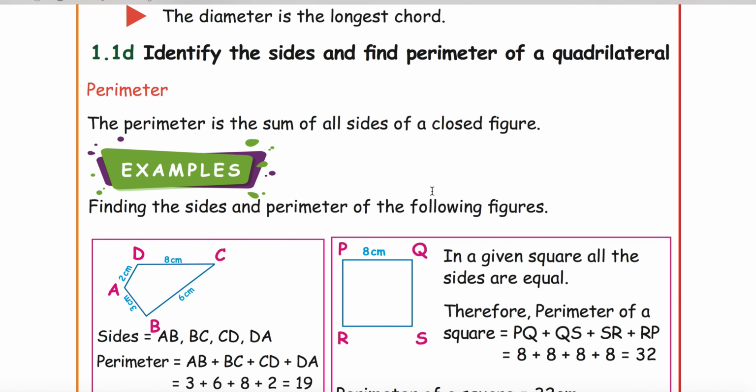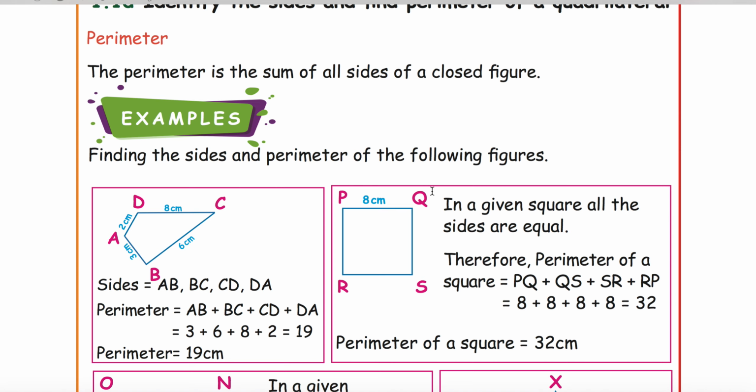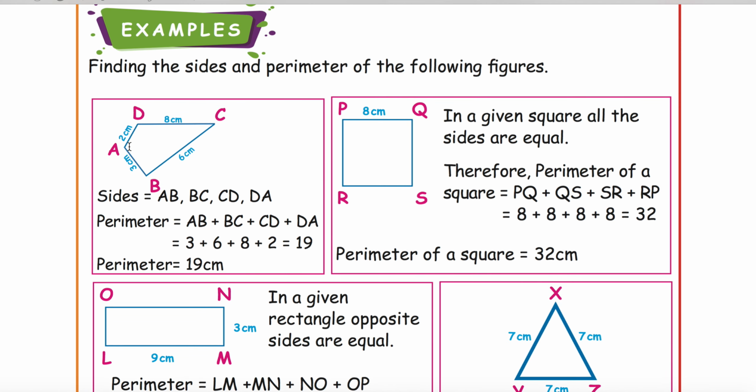Identify the sides and find the perimeter of the quadrilateral. The perimeter is the sum of all sides of a closed figure. Find the sides and perimeter of the following figure. What is the perimeter here? You need to add all these 4: 8 plus 2 is 10, plus 6 is 16, plus 3, 19 cm. In a given square, all the sides are equal. So 8 into 4, 32 cm is the perimeter.